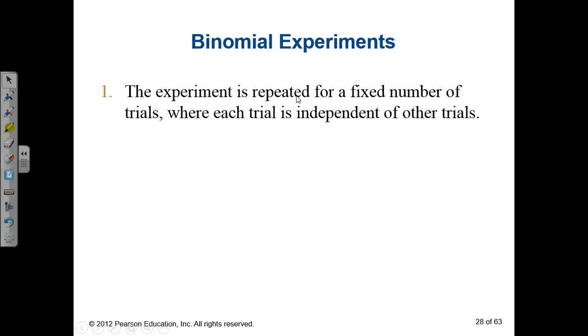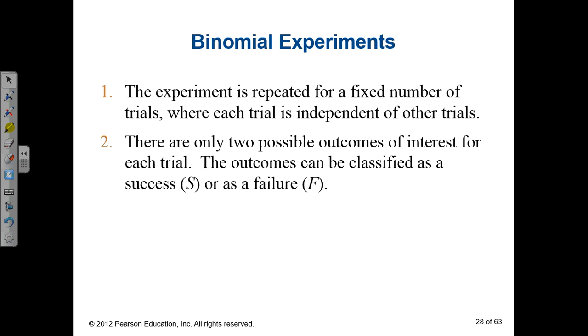The experiment needs to be repeated a fixed number of times, and each trial needs to be independent of the other trials. For example, if we're going to toss a coin 20 times, a fixed number of times, each of those tosses is independent. Whether my first toss lands on heads has no effect on whether toss 2 lands on heads, and so on for toss 3. There can only be 2 possible outcomes of interest, and we're going to call those outcomes a success or a failure. Now notice in the coin toss there are only 2 possible outcomes, heads or tails, so that certainly meets that condition.